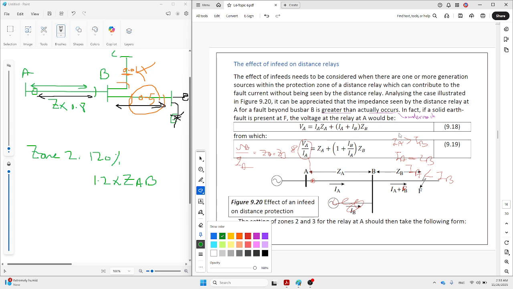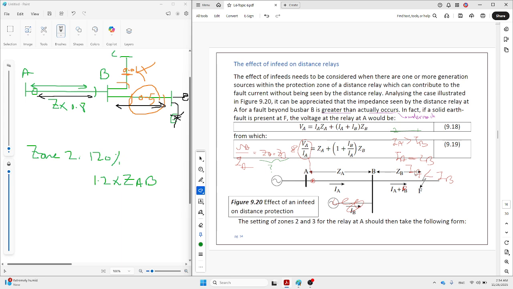If IA is bigger than IB, assume IA is 2 and IB is 1. So 2 over 1 is 2, 1 plus 2 is 3, 3 times ZB. Is it equal to this one? It is not. Okay, right now change the idea: IA equal to IB, so this becomes 1, 1 plus 1 becomes 2. Again, it's not.